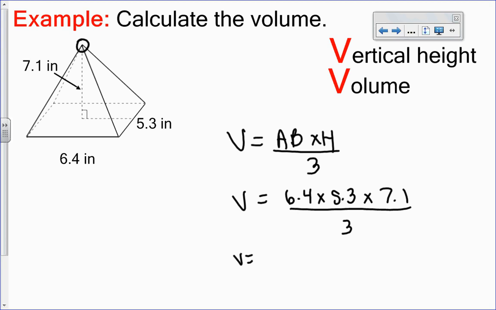I can put this whole thing into my calculator. So 6.4 times 5.3 times 7.1, divide by 3, and I'll round this to the nearest tenth. I get 80.277, etc. So I circle the tenth, look to the right. That 7 tells me to round this up to a 3. So to the nearest tenth, my volume would be 80.3. Don't forget your units: cubic inches.